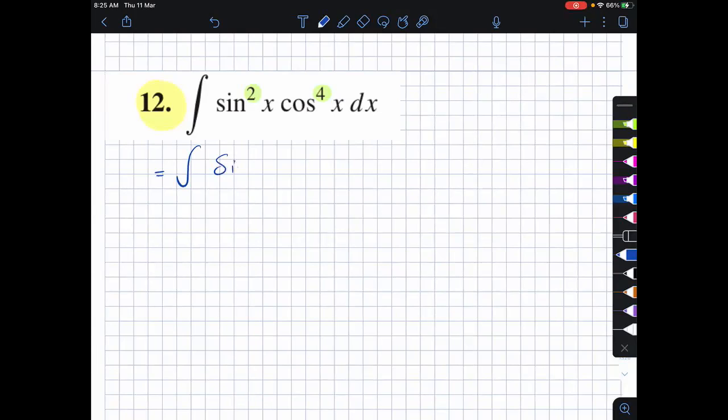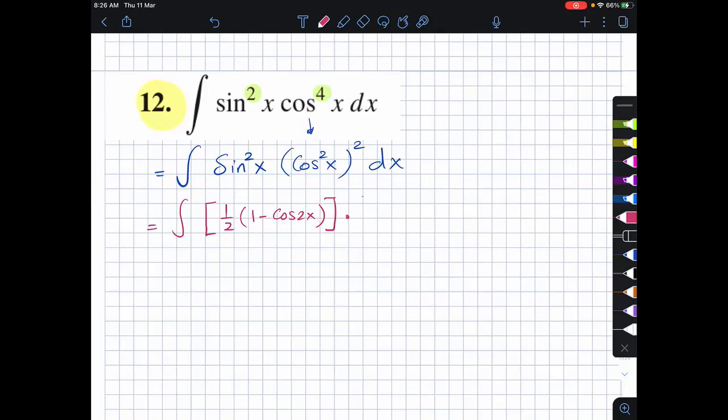Okay, so step by step, let's write here sine squared x, and this cosine to the power of 4, we will write it as cosine squared x, this all to the power of 2 dx. Use the relevant identities. So we said, guys, before, sine squared x is half minus half cosine 2x, or 1 minus cosine 2x over 2.